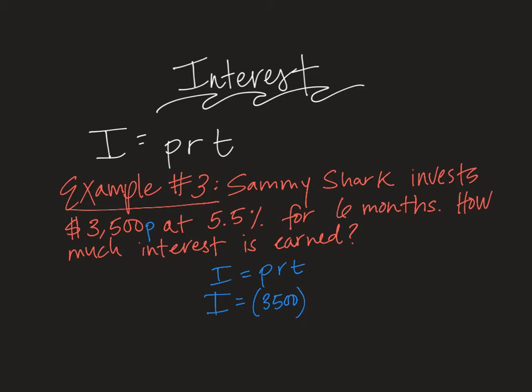Our 5.5%, we have to be really careful with this percent. Okay, so we need to move the decimal point 2 spaces to the left. So right here in between the two fives, I'm going to move it 2 spaces to the left. So my new decimal is 0.055, and I'm going to plug that in.